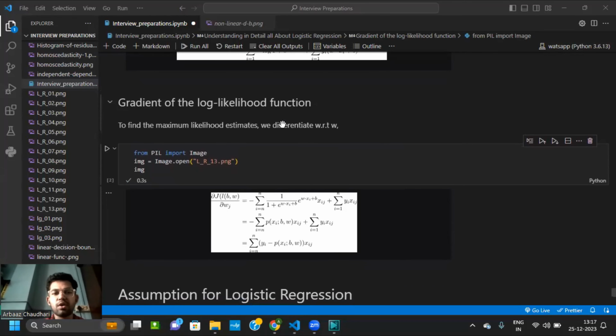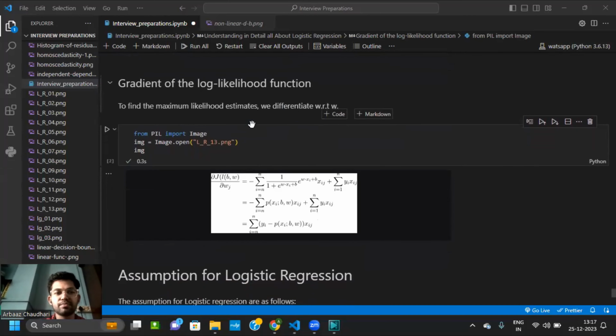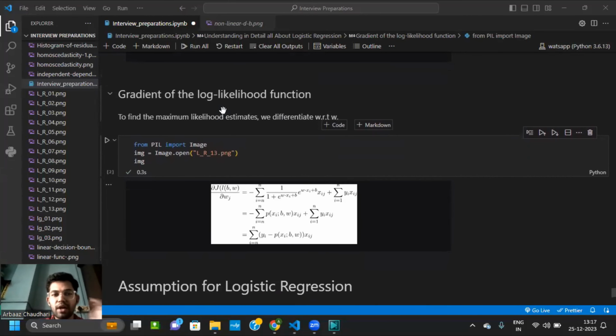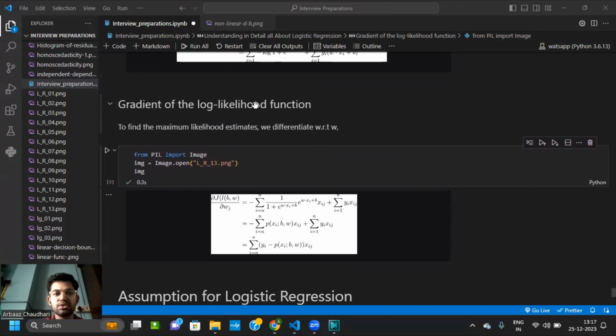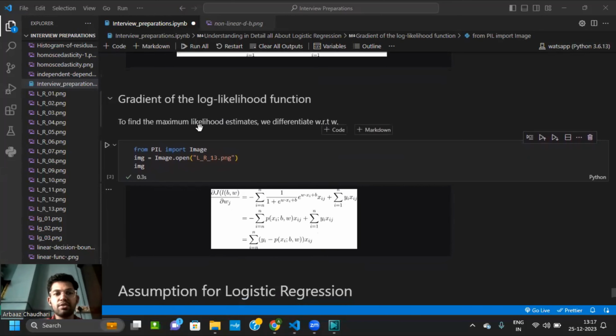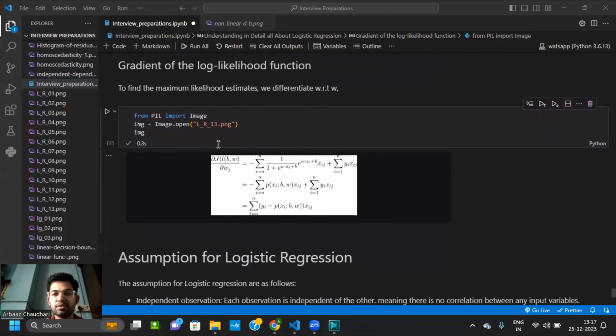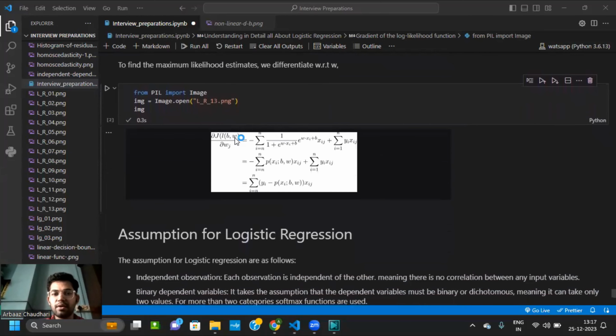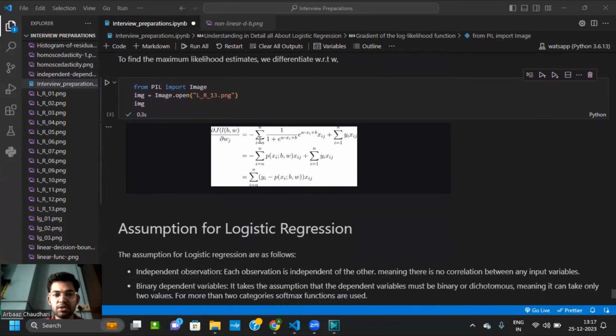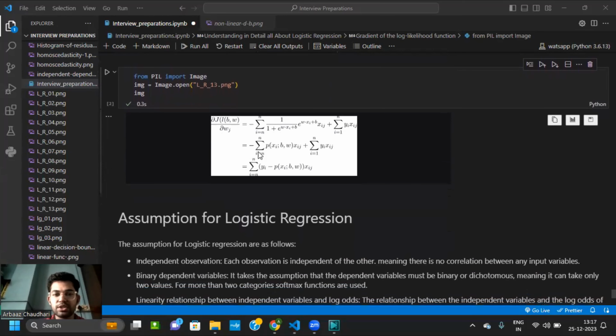Gradient of the log likelihood function. So we were applying the likelihood function, and that will be done with the help of the gradient of the log. How can it be done in a mathematical way? What is going on behind the scenes? Let's see with the help of this equation how they have found it out, and try to understand.